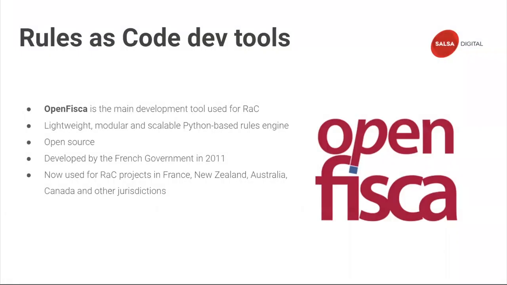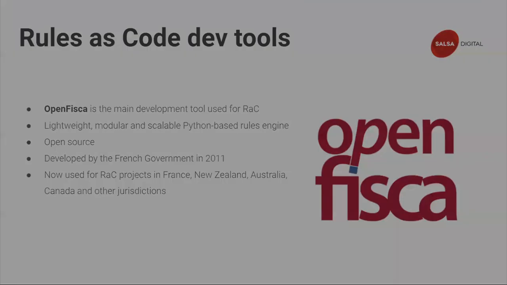At the moment in this space, in terms of the rules as code dev tools, OpenFisca is the main tool. It's used for rules as code. It's a lightweight, modular, and scalable Python-based rules engine. It's open source, which of course we like. It was also developed by the French government in 2011, so it's been around for a little while. And it's now used for rules as code projects in New Zealand, Australia, Canada, as well as other jurisdictions, and of course, France itself.